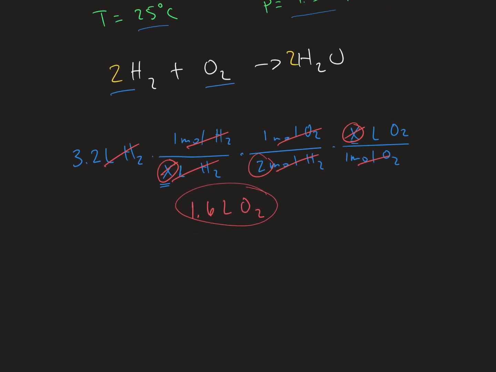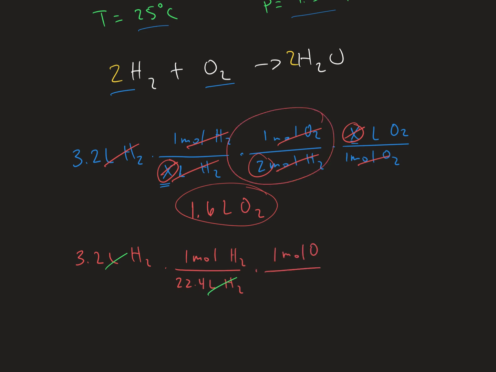Let's do this at STP. If we have 3.2 liters of hydrogen gas at STP, how many liters of oxygen do we have? So it's 22.4 liters of hydrogen gas for every 1 mole of hydrogen gas. Does that make sense to everybody? Shake your head if it does. Shake your head this way if it doesn't. Okay, good. So liters goes away. So now we use the mole-to-mole ratios. Same thing, just copy and paste this.